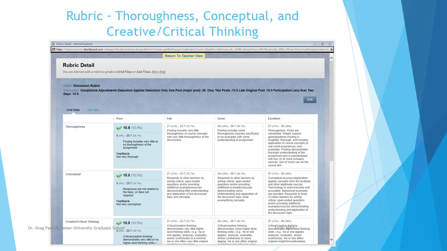If I don't think your post achieves the excellent level because of the criterion there, then we can see whether it fits the good category, which means the posting includes some thoroughness, including insufficient but no examples with understanding of the assignment. Okay, so it's thorough but doesn't elaborate on things, doesn't provide examples. In the fair category, the posting includes very little thoroughness of the course concepts and the discussions. And then finally in the poor, the posting includes very little to no thoroughness of the assignment.